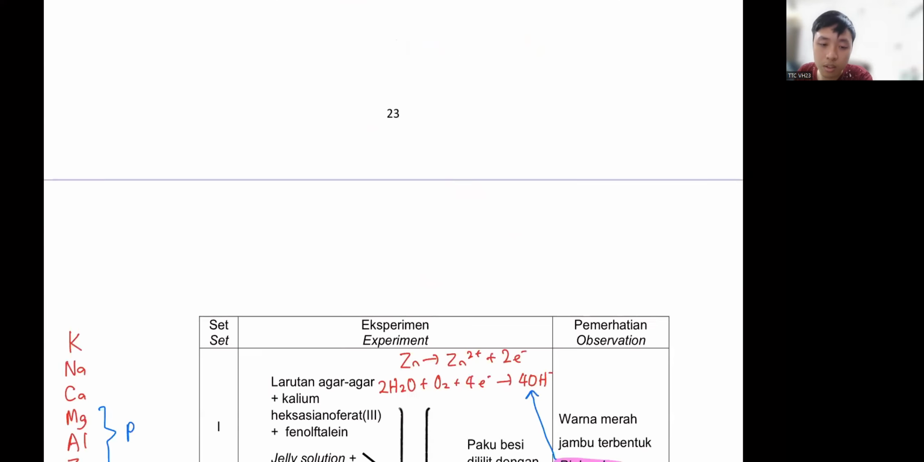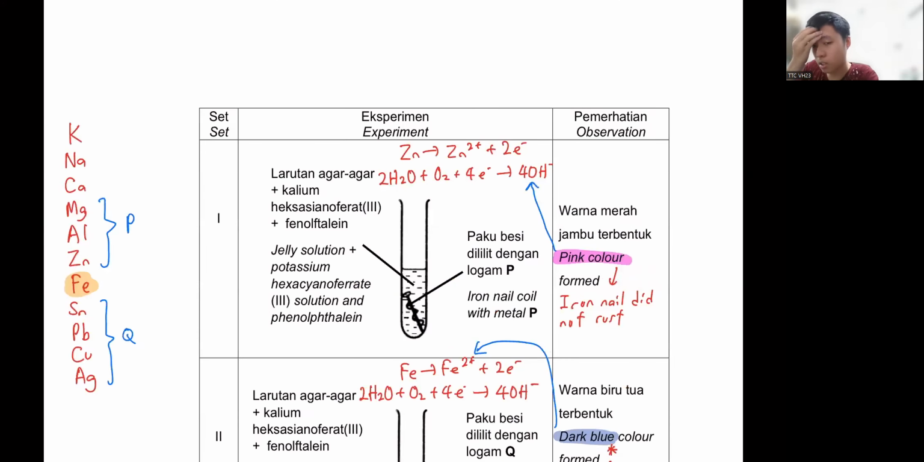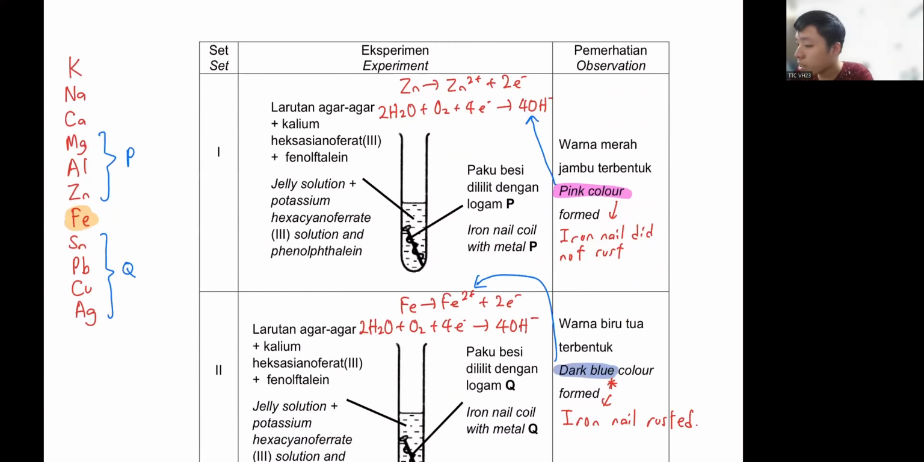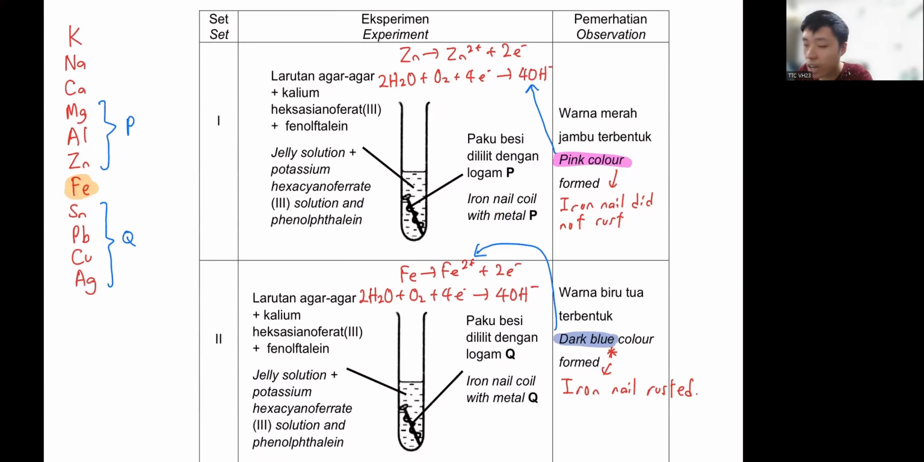So you look at this. So what happened? Now this agar-agar solution, this jelly solution, all these, what happened? Pink color shows iron did not rust. Very simple. If it is dark blue, it shows that Fe2 plus is present. So the iron nail rusted. So what happened?